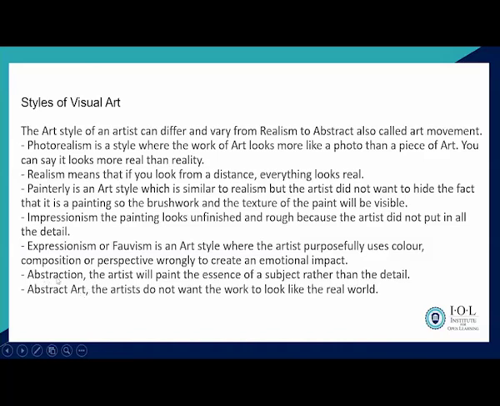So this is just to say what type of art. If you look at abstraction, the artist will paint the sense of subject rather than the details. That means the artist only uses colors. You don't really see whether it's a person or a cow or whatsoever, but there are lots of colors and lots of textures there, and it's a beautiful piece of art.